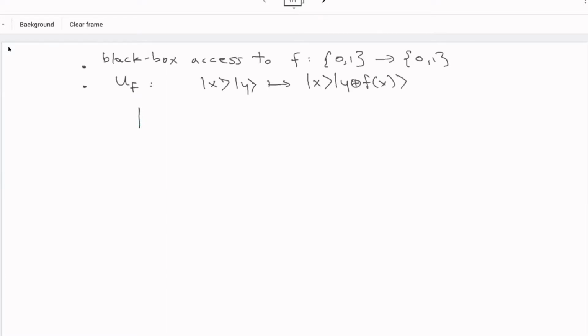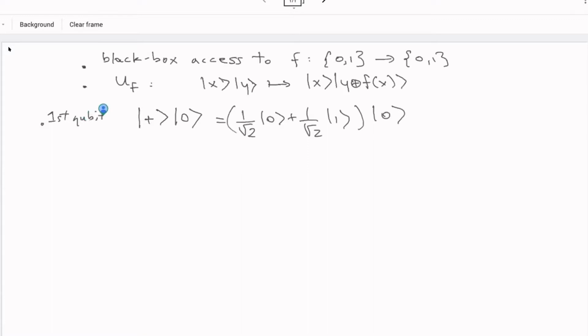So the first thought was, if I start by putting the first qubit in superposition, so I prepare, for instance, this state here. So this is 1 over square root of 2, |0> plus 1 over square root of 2, |1>. And you can stop me whenever something is unclear. So here's the first qubit in superposition.